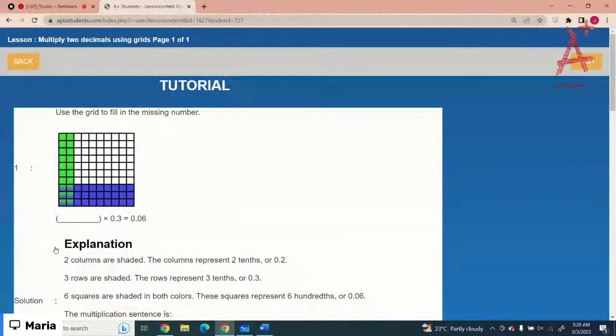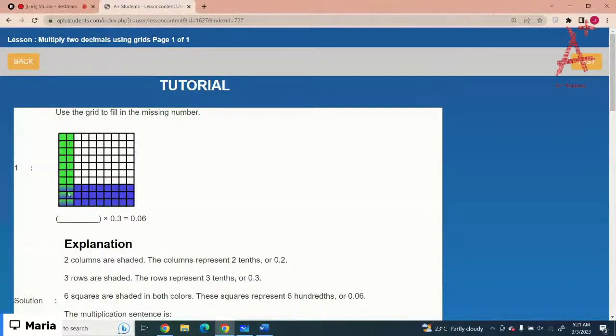Use the grid to fill in the missing number. You have to calculate the missing number. Got it? Just look at the columns that are shaded. The green one, here you have two complete columns shaded. Got it? And it represents 2/10. That means 0.2. Out of the 100, just two of the rows are colored, so it represents 0.2. And the blue one has three of the rows colored, it represents 0.3. So together green and blue represent 0.2 times 0.3. That means they represent 0.06.